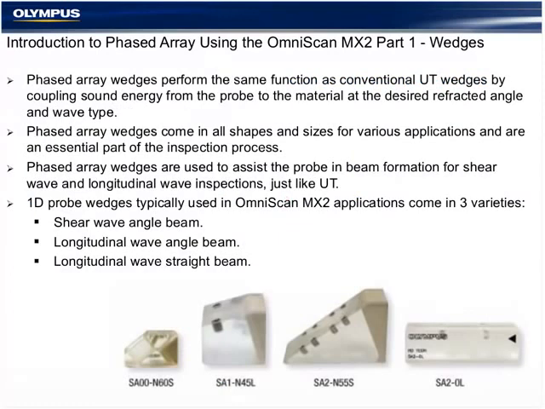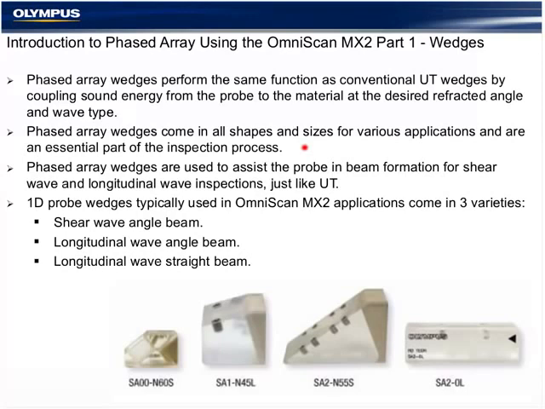So that was just a little bit about the probes. I mentioned probes are one part of 3 for the hardware. The next set of hardware we need to discuss before actually programming the phased array are the wedges. The wedges perform the exact same function as in conventional UT. They couple energy from the probe to the material at the desired refracted angle and wave type. They come in all shapes and sizes. They can be customized. They're specialized in the catalog for scanners or manual inspection.